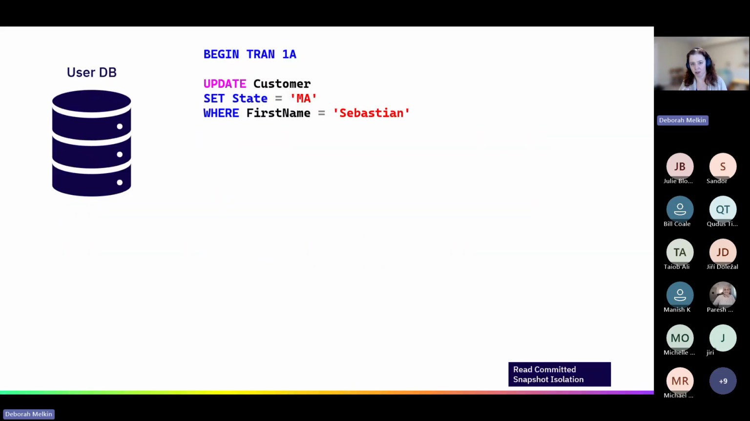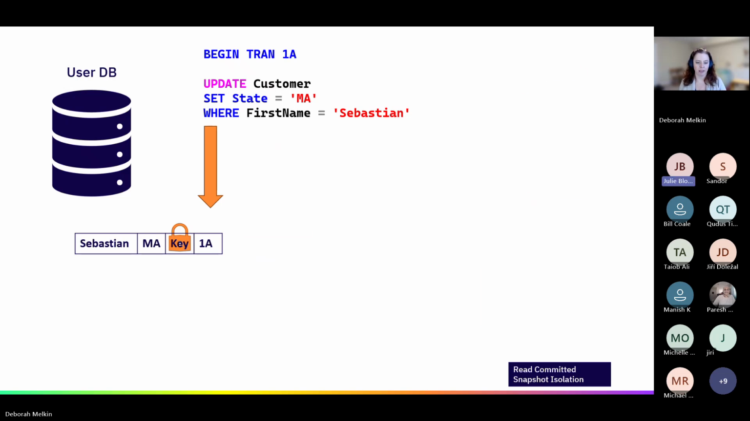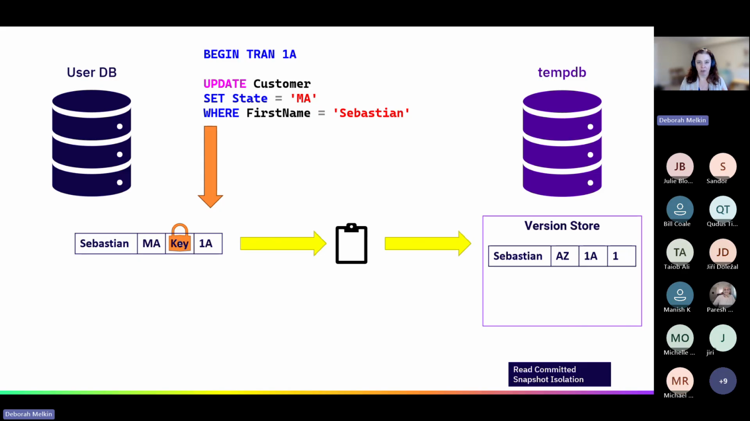So what does this look like? All right, we have this example. Sebastian is moving to Massachusetts, so we need to update his customer record. So now we have an example. We have the updated record in the table here. We put a lock on the key for that row. And then when we have read committed snapshot isolation, we then take that copy and now we're writing it to the version store, which is in tempdb.